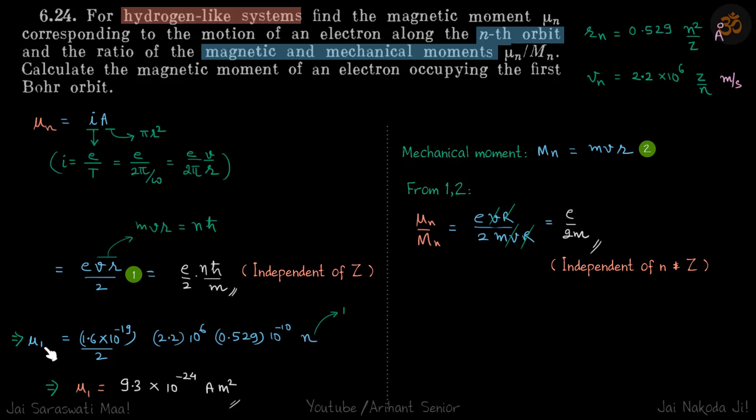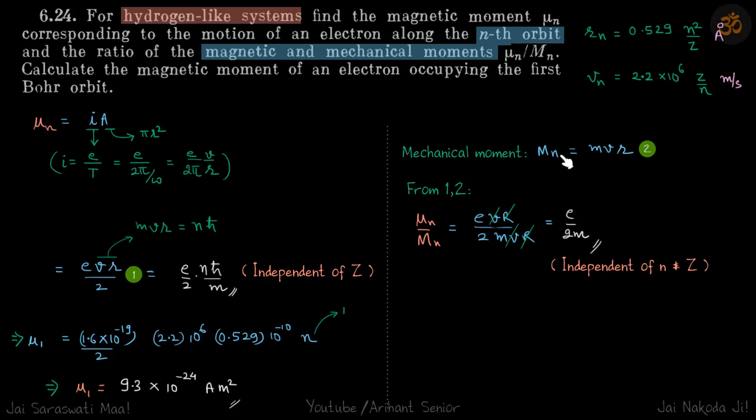Now for the first orbit, we are going to use this equation. So magnetic moment for the first orbit. So e is this by 2. Velocity is 2.2 into 10 to the power 6. Z and n both are 1, so we need not bother about that. And radius is 0.529 angstrom, so 10 to the power minus 10 into n. If you multiply v and r, you will get an n in the numerator, whose value is 1. So just solving this, you will get the value of magnetic moment.